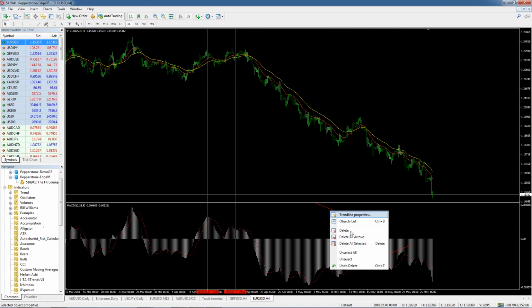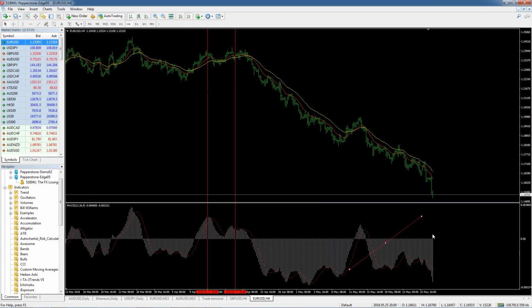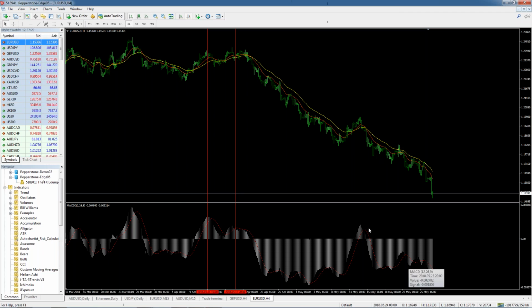You can see here that the distance between the 12 and the 26, all the way down this trend, is nearly the same, and that's reflected in the histogram. Same here. The distance between the two is nearly the same, and the histogram is reflecting that. What that's telling us is that the fast moving average is being absolutely belted to the short. So this trend is very, very strong, and it's not showing any signs whatsoever of weakening. Until we get a sign that the fast moving average is starting to slow down and momentum is starting to shift, there's no reason to be longing this trade.